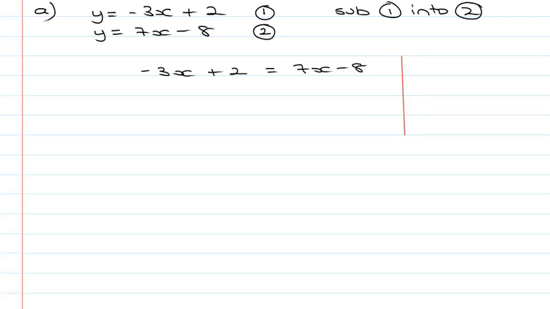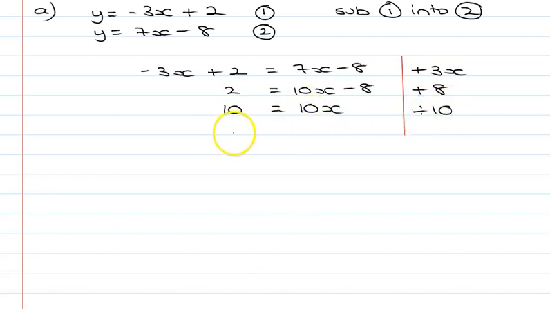So I'm going to first of all look at my x's, add 3x to both sides, so I get 2 left on that side and 10x minus 8 on that side. Then I'm going to add the 8 to both sides, leaving me with 10 equals 10x. Now to find x, I'm going to divide by 10, giving me x equals 1. That gives me the x.